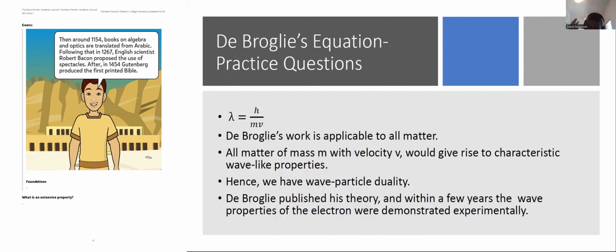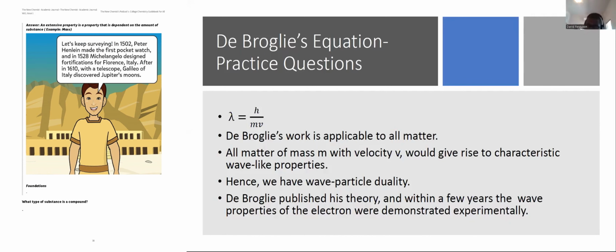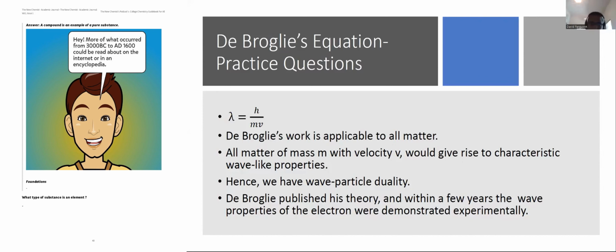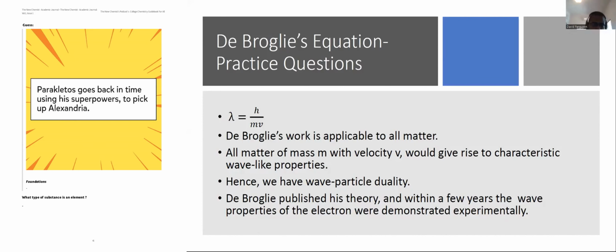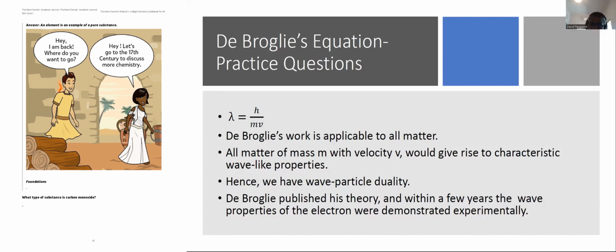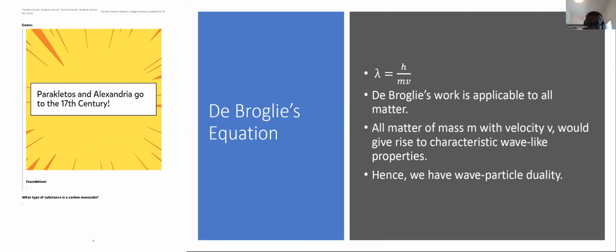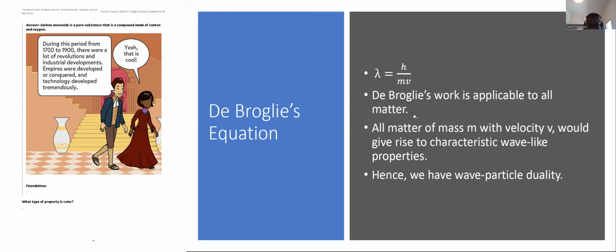So here we go, this is the first tenet, the first principle that I'm responsible to teach you for this class. We will understand that de Broglie's work is applicable to all matter. All matter of mass m with velocity v would give rise to characteristic wave-like properties. Hence we have wave-particle duality. De Broglie published his theory, and within a few years, the wave properties of the electron were demonstrated experimentally with the Davisson-Germer experiment. So let's keep going.